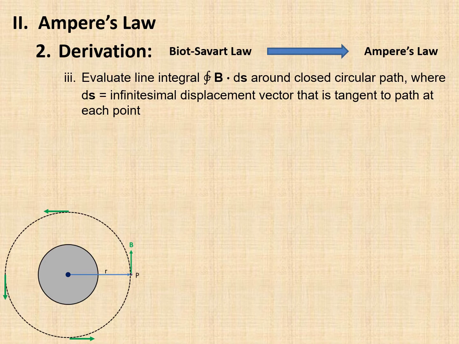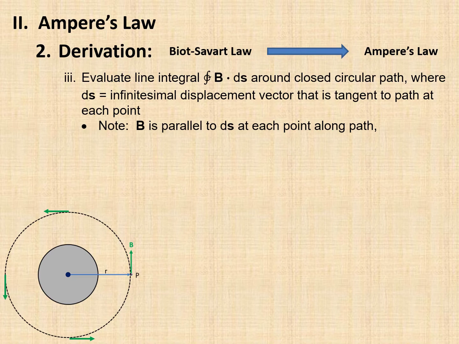Remember that in the line integral expression, ds represents the infinitesimal displacement vector along this closed integration path. In our case, we see that the magnetic field is parallel to ds, that infinitesimal displacement vector, at each point along this integration path. The integration path here is shown as a dotted line. The magnetic field vectors I've displayed in green, and let me show you a few of these displacement vectors ds. So we note that ds is always parallel to B at each point.